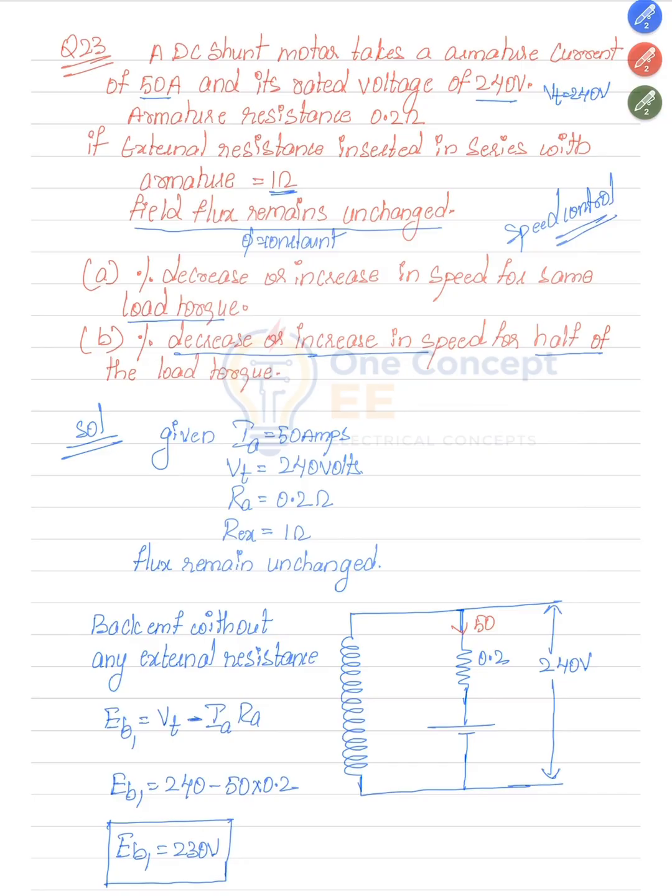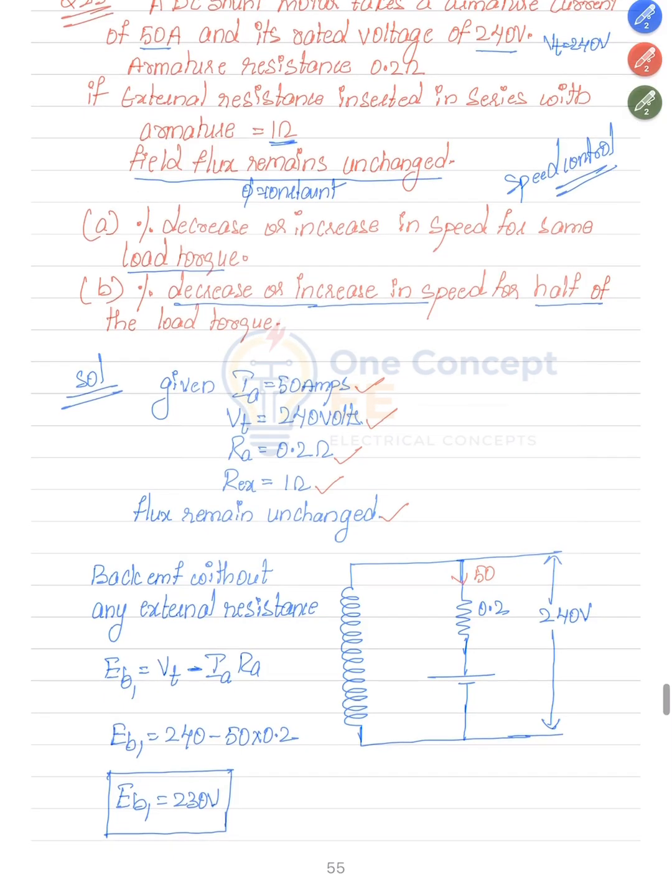Let's write down the data. Here is given armature current of 50 amps, terminal voltage of 240 volts, armature resistance of 0.2 ohm, and external resistance is 1 ohm, and flux remains unchanged. Here I am finding the back EMF of the motor without adding an external resistance. Without adding an external resistance, the back EMF is Eb equal to Vt minus Ia Ra. Then the back EMF is 230 volts.